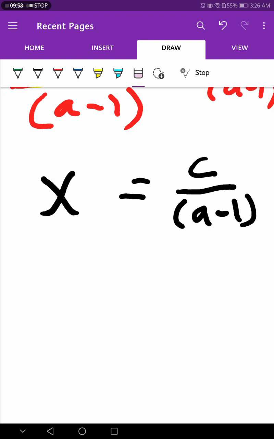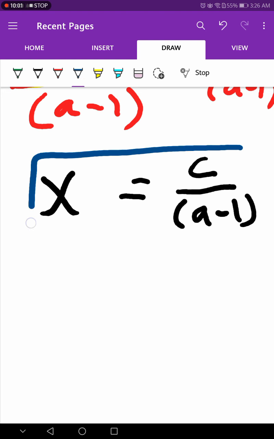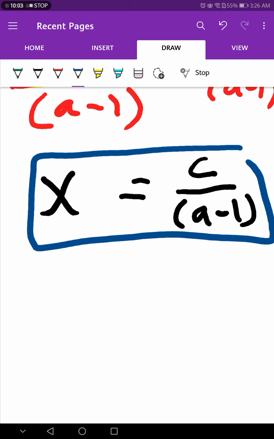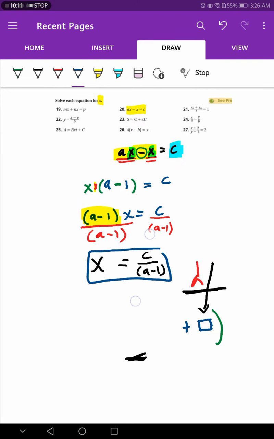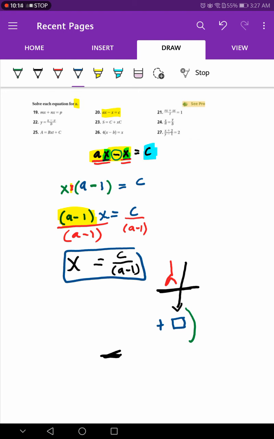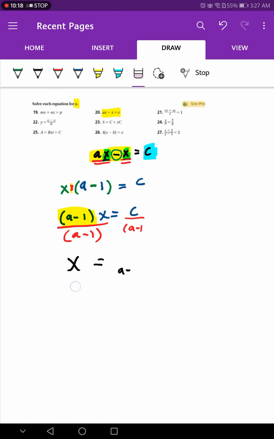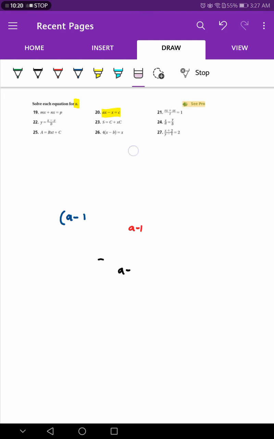Okay, my dear students, what we learned here is to find out or rid of the common factor between two terms to solve each equation for one variable, which is x. So let us take one more example.